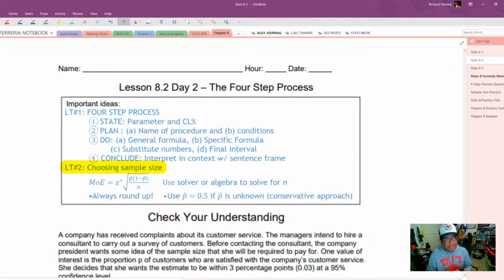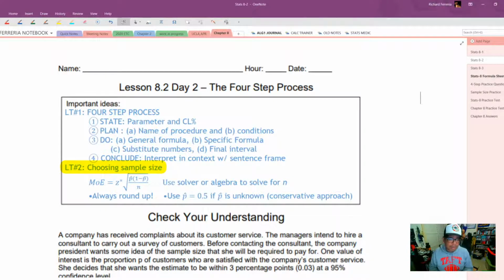Sometimes you're going to be asked to state the sample size for a given margin of error. And in that case, you're going to use a margin of error formula, which is the critical value multiplied by standard error. And you're going to use either the solver in your calculator, or you're going to use algebra to solve for n. Always round up whatever you get from the solver or from your algebra. And if p hat happened to be unknown, you're going to use 0.5 in all cases. So if they don't give you a p hat, again, use 0.5 to calculate the margin of error.